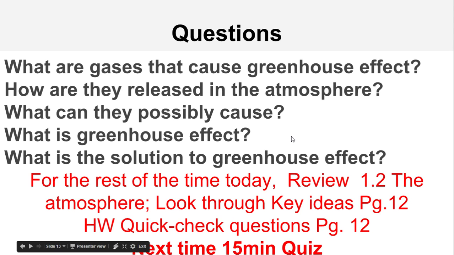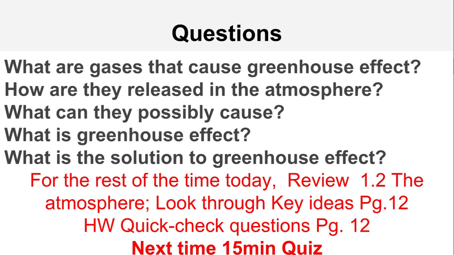And after you go through these questions, for the rest of the time today, I would like you to review lesson 1 on the atmosphere. Look through the key ideas on page 12. They're really good. And as homework for next time, you have the quick check questions on page 12. And if you go through revision and you have time, you can start the homework in class.